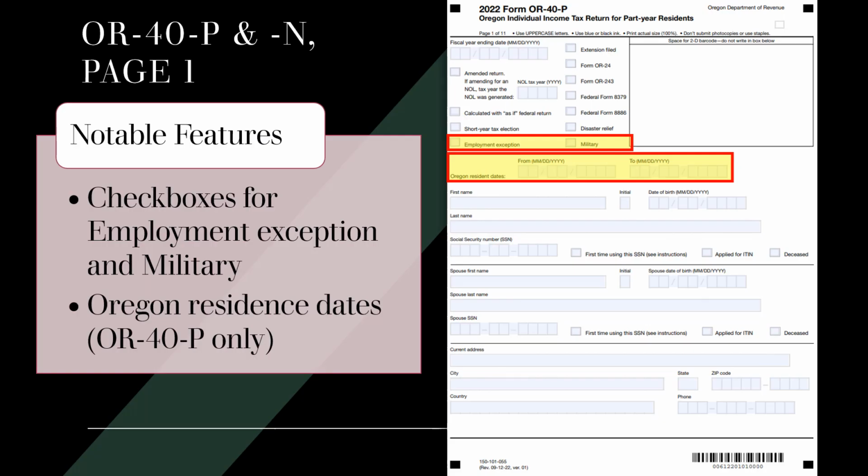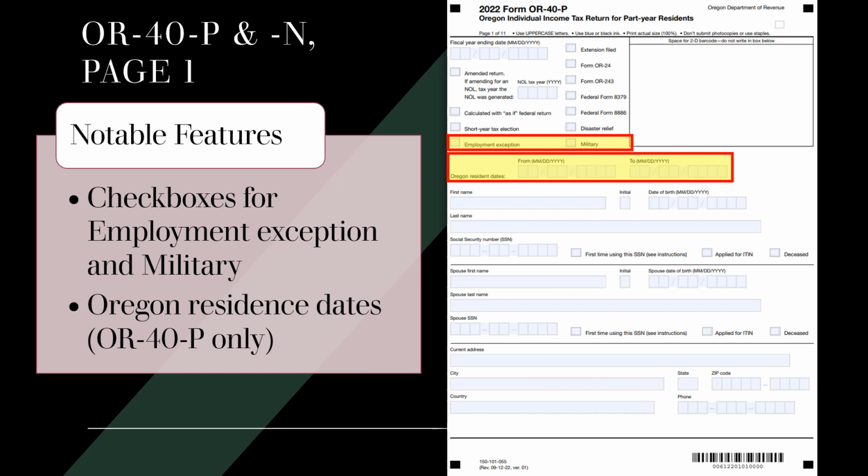Now that we understand the flow of a full year resident return, let's look at some of the notable differences for part year residents and non-residents. For illustration, we will be looking at the part year resident return as it shares many features with the non-resident return. On page 1, you will note a couple of extra checkboxes in the top section.